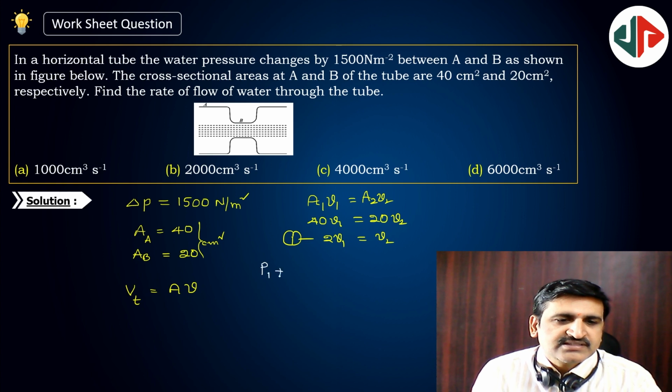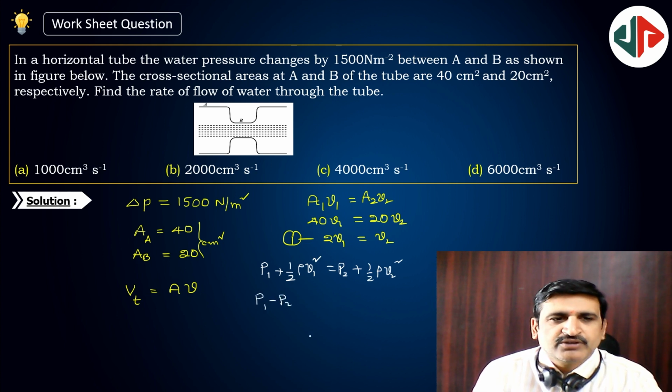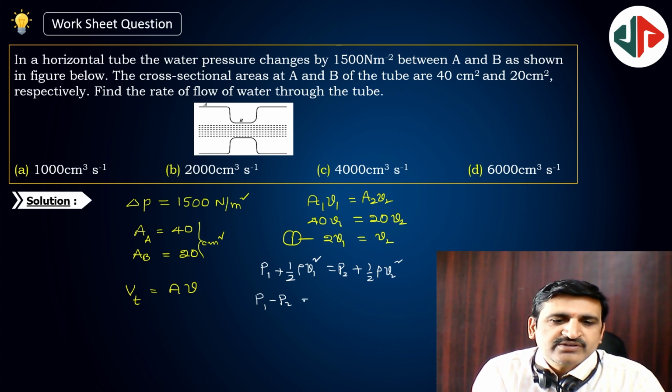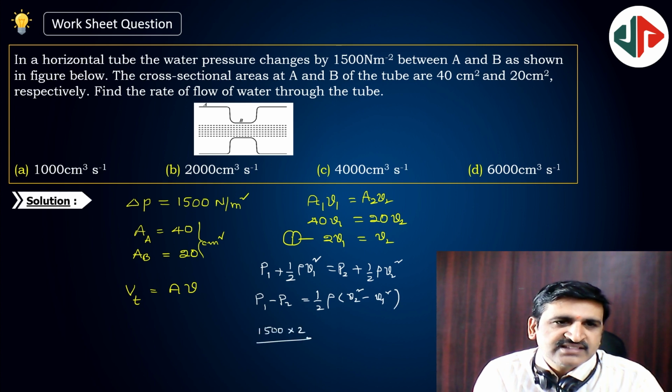P1 plus half rho V1 square is equal to P2 plus half rho V2 square. So pressure difference P1 minus P2 is equal to, here more velocity less pressure, here less velocity more pressure. So P1 minus P2 is equal to half rho into V2 square minus V1 square. So P1 minus P2 is 1500 into 2 by density. Density not given. Is it water? Then given only 10 power 3, that is equal to water only now.